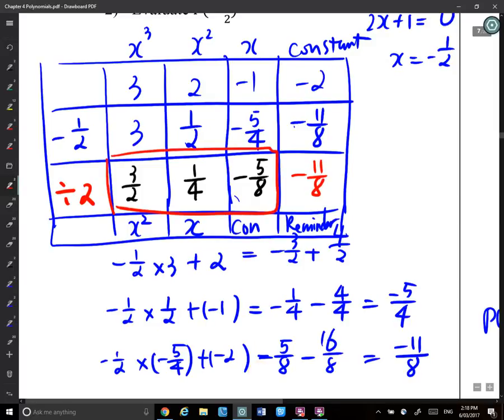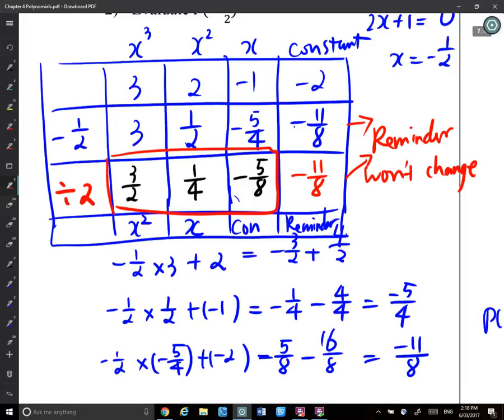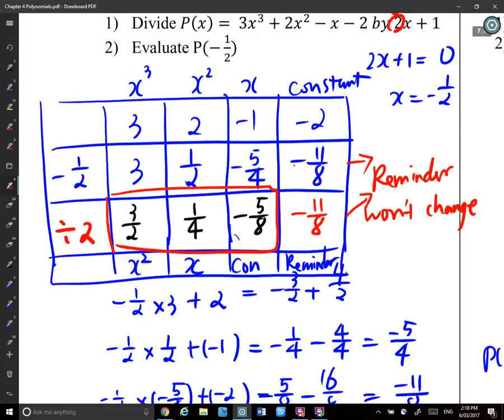The remainder will not change. The remainder does not require you to divide by 2. The remainder will be the same, doesn't matter whether you divide by a monic linear or not, by using this synthetic method. But all the coefficients for x squared, x, and the constant term need to be divided by 2.